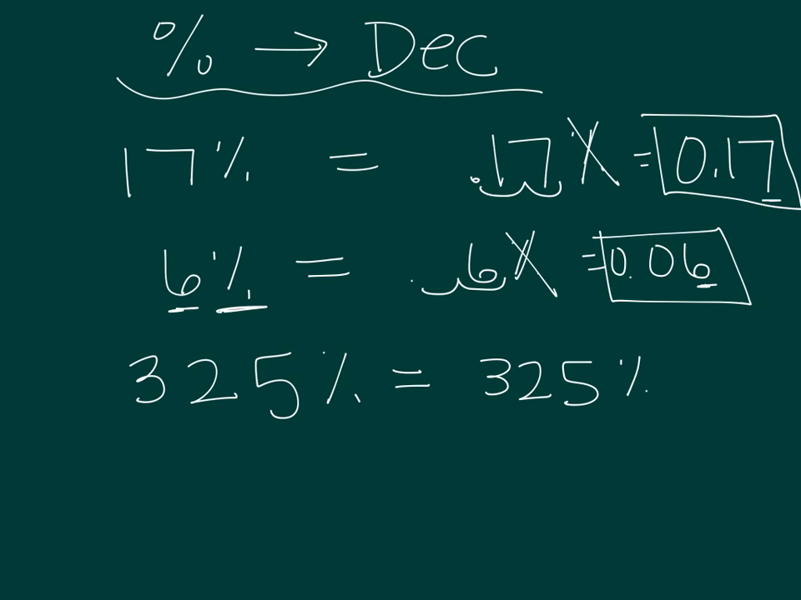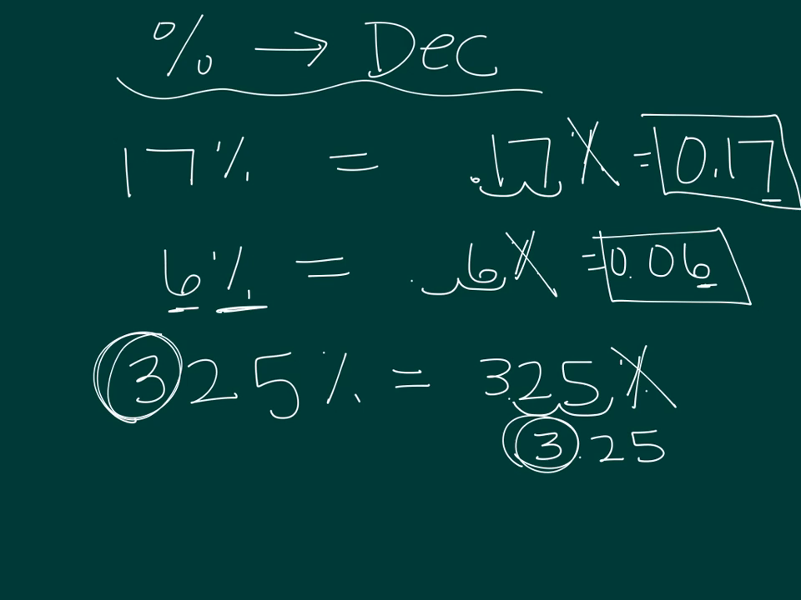325%. Take the percent sign off, move your decimal twice to the left. That bell keeps ringing, doesn't it? 3.25, because it would be 3 wholes, which makes sense because that's 300%, and 25%, or 25 out of 100, in addition. 3.25 would be the decimal of 325%.